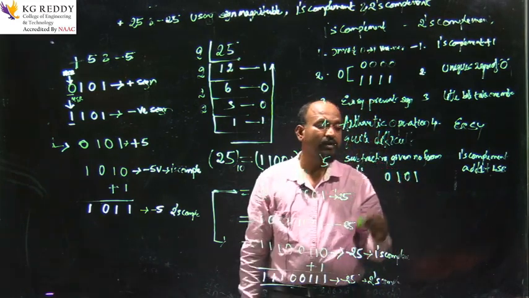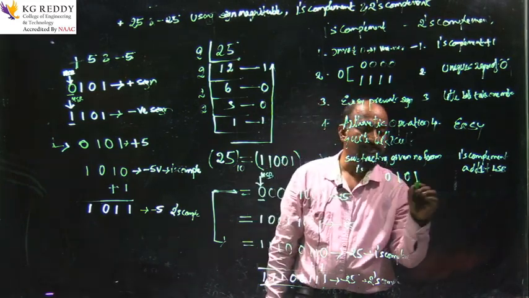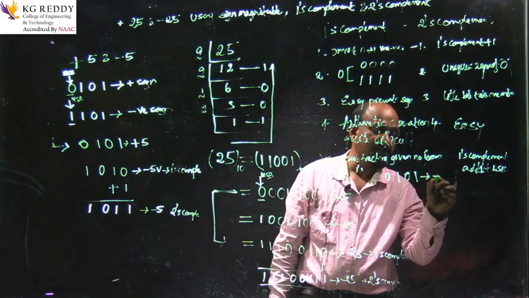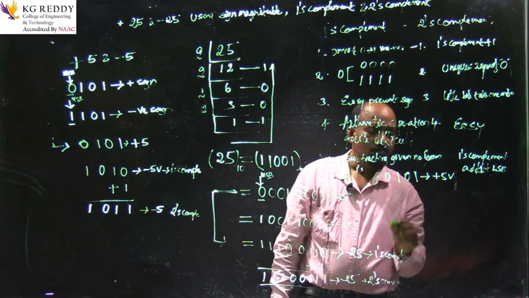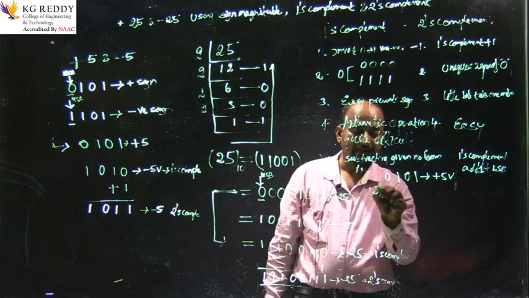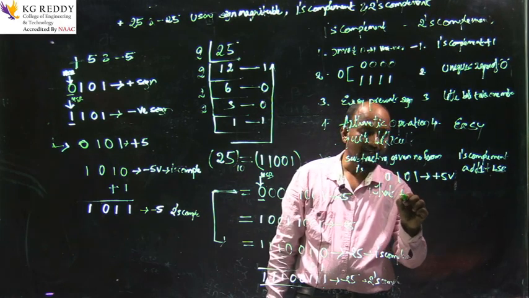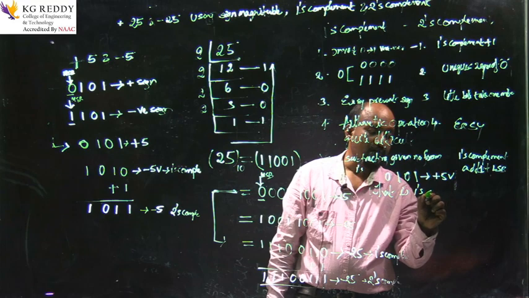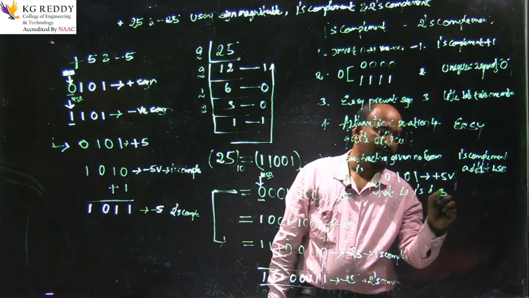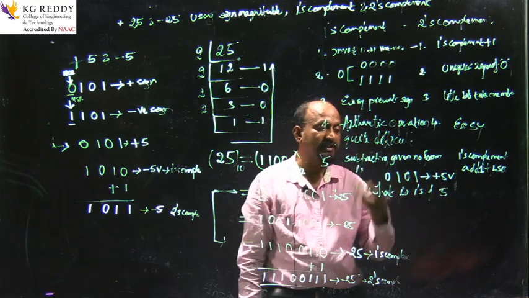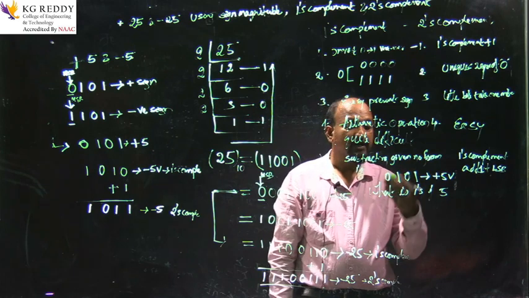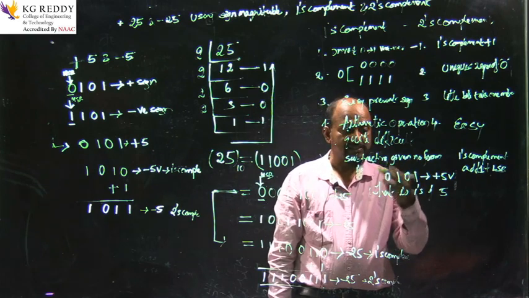Okay, so what is the 1's complement for this? This is plus 5, positive 5. So what is the 1's complement of 5? Its 1's complement is what? Convert 0 as 1, 1 as 0, 0 as 1.